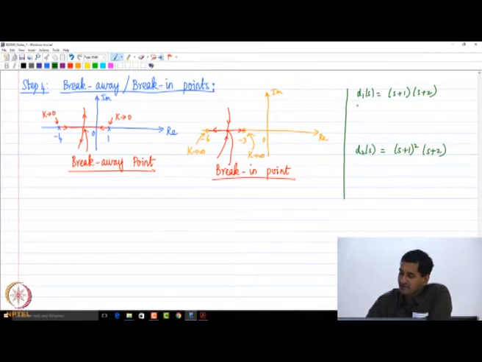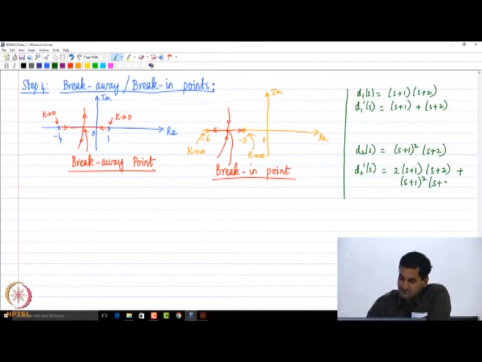Let's say I take the derivative of d1 with respect to s. d1 prime means I am taking the first derivative. What will I get? I will get s plus 1 plus s plus 2. Am I correct? Do you agree? Now, if I take d2 prime of s, what will I get? I will get 2 times s plus 1 times s plus 2, plus s plus 1 whole square. That's it. So this should give you the answer.